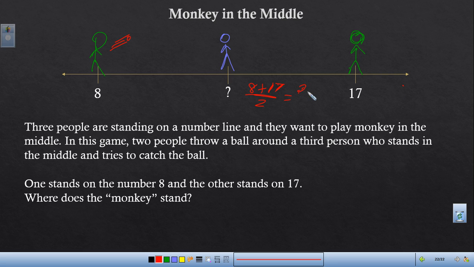Alright, 8 plus 17 is 25 divided by 2. That's 12.5. So the monkey stands at 12.5.